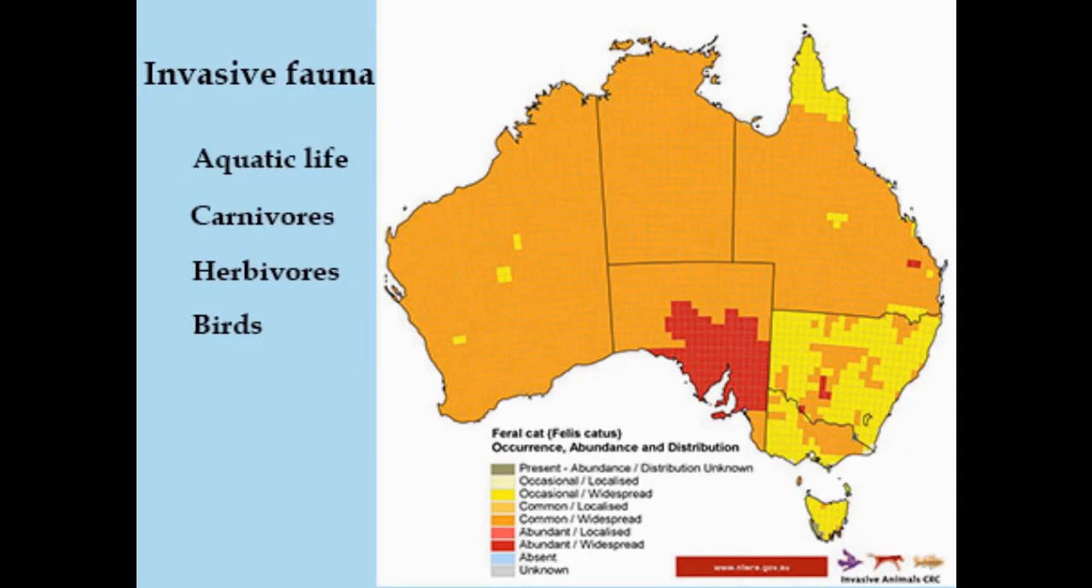Some invasive mammals include European rabbits, black rats, house mice, and ferrets. In addition, some exotic birds include the common starling, the house sparrow, the goldfinch, greenfinch, and the European blackbird. The invasive fauna are classified into aquatic life, carnivores, herbivores, and birds.